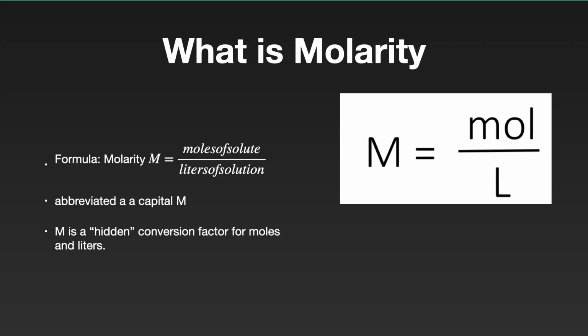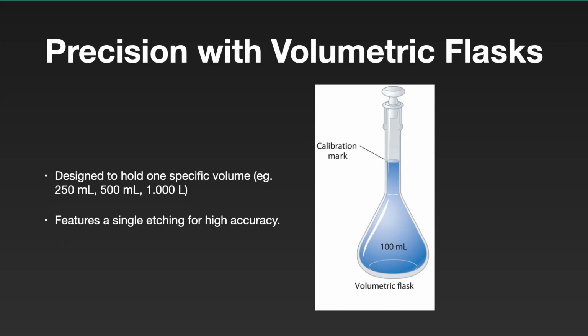Molarity is defined as the number of moles of solute per liter of solution. When you see a capital M on a bottle in the lab, think of it as a code for a ratio, moles divided by liters. It's a powerful tool for chemists because it hides the mole value we need for a reaction right inside the volume measurement. When we make these solutions, we don't use a beaker. We use a volumetric flask.